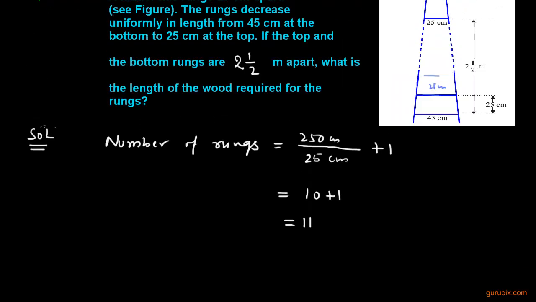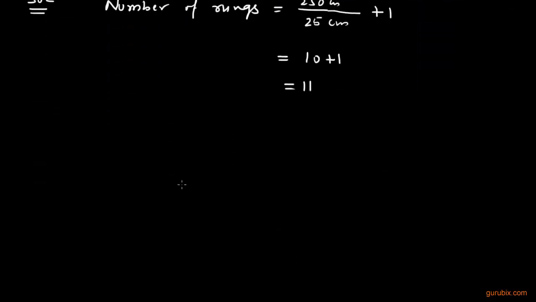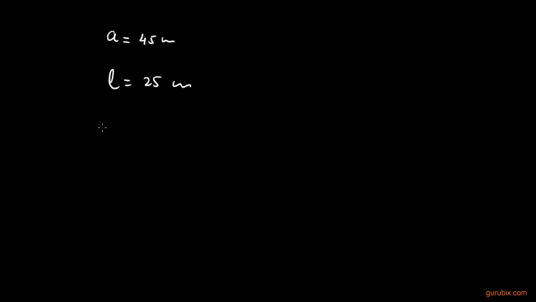Now we are given that the rungs decrease uniformly in length from 45 centimeters at the bottom to 25 centimeters at the top. This means the lengths of the rungs form an AP with first term equal to 45 centimeters and the last term equal to 25 centimeters. The value of n is 11, so we can calculate the total length of wood required to make these rungs by using the formula Sn equals n over 2 multiplied by first term plus last term.